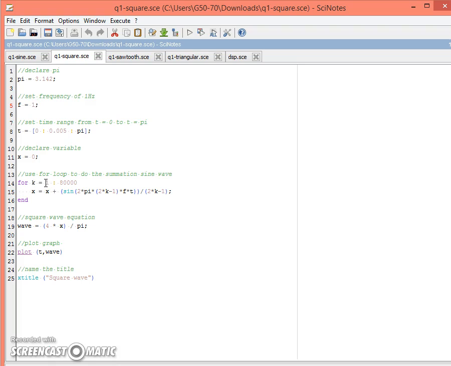After we do the summation of sine wave, we need to make the final equation of square wave, which is 4 times x over pi, where x is the summation. After that, we need to plot a graph by using plot t and the wave, and we name the graph with the title square wave.